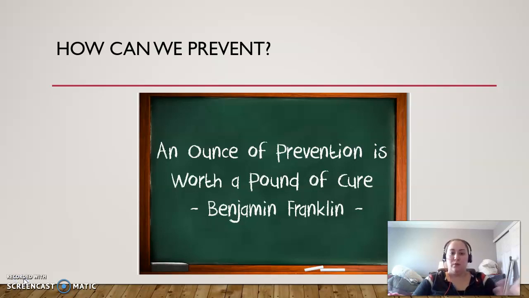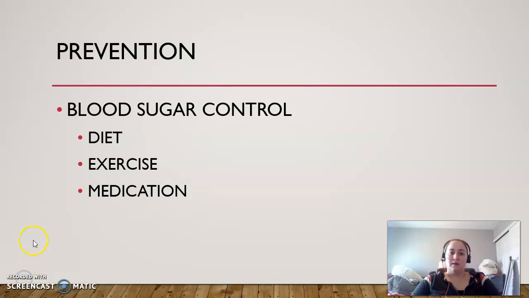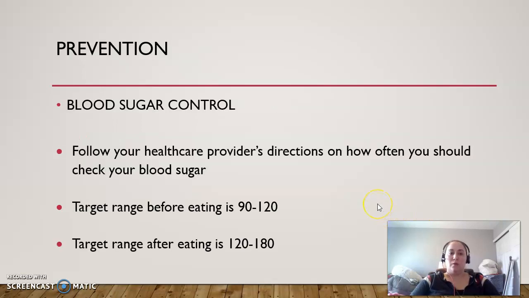And I have a little quote here from Benjamin Franklin: "An ounce of prevention is worth a pound of cure." So with prevention, we want to make sure that our blood sugar is adequately controlled, meaning we don't want our blood sugar to be too high, and we also don't want it to be too low. We want to try to keep it controlled at all times, and we're going to do that with diet, exercise, and medication.